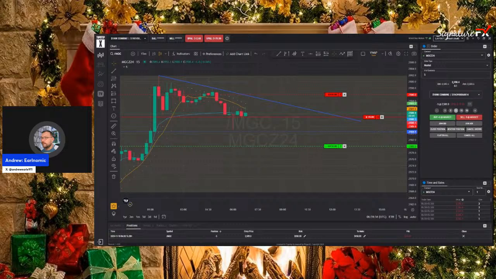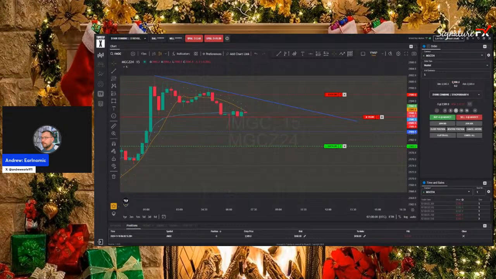So just waiting for this trade. What I'm going to do is I just need to get ready myself. So I'm going to do that. I'll probably come back once we get a little bit of movement.